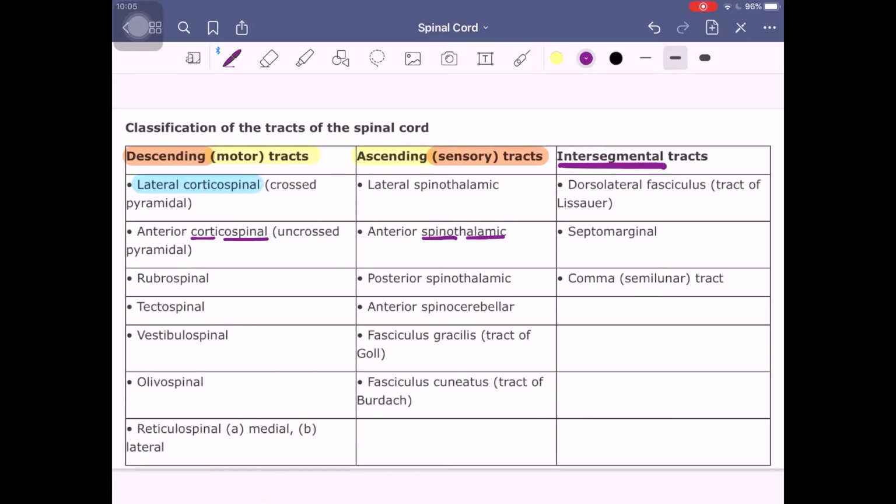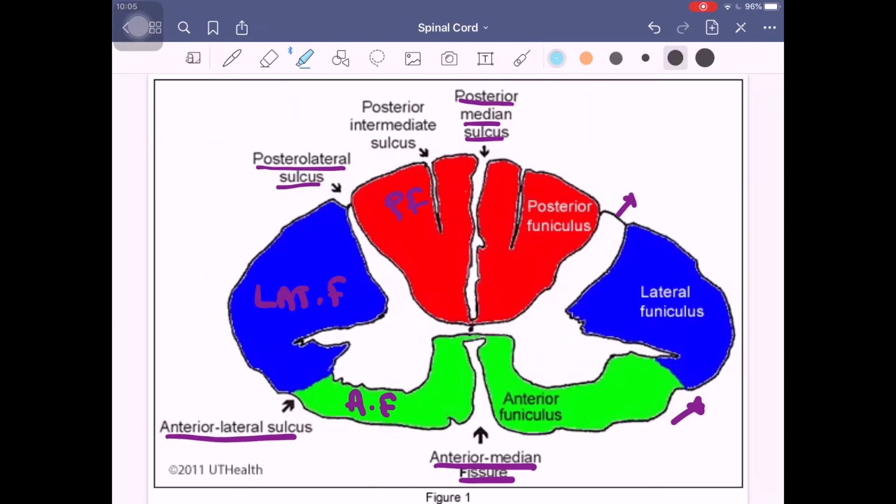So now we'll come back to this, and here we were discussing the descending tracts. The first one is the lateral corticospinal tract. Here you have two types, one is lateral, which runs laterally, and the other is anterior. Now what is lateral and what is anterior? If a particular tract is present in your lateral funiculus, for example, and you have another tract present in your anterior funiculus, both the tracts are starting from your cerebrum and ending in the spinal cord.